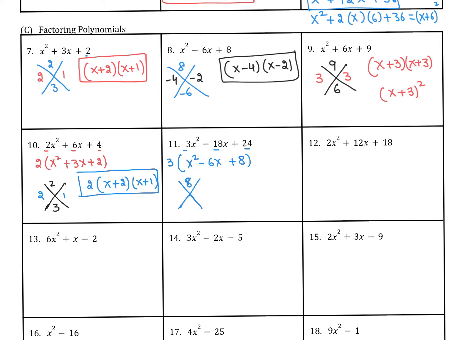8 on the top, -6 on the bottom. The two numbers you're looking for are -4 and -2. So the factors are x minus 4 and x minus 2, and the 3 that is outside remains outside as 3.